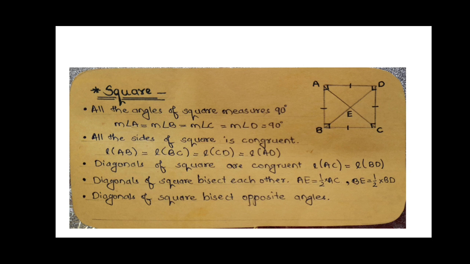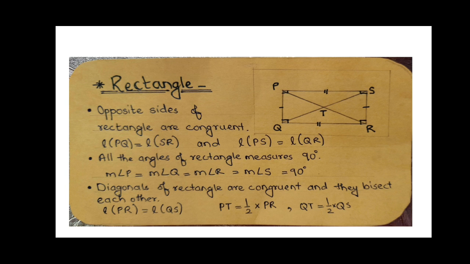That's it about all the properties of square. I repeat, all the angles of a square measure 90 degrees, all the sides of a square are congruent, diagonals of a square are congruent, the diagonals of a square bisect each other and the diagonals of a square bisect opposite angles.